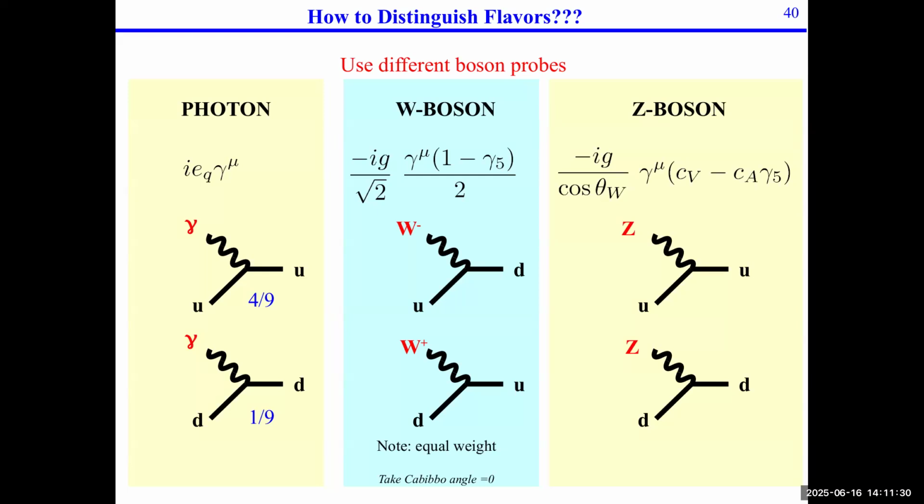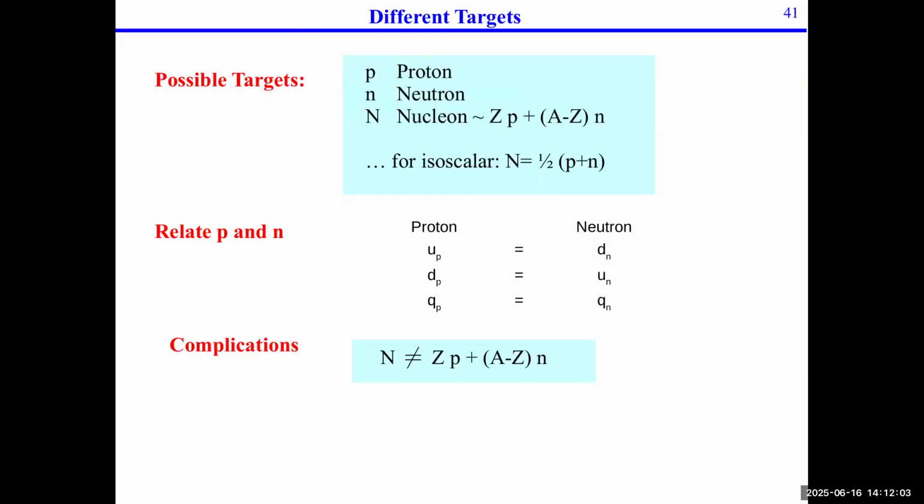Well, we can use the W boson, and that's good because if I do a W minus, I'm sensitive to the U, and a W plus is sensitive to the D. They come in with equal weight, and I've taken the Cabibbo angle to be 0 to keep things simple. And then for the Z boson, it's a combination of the vector and axial vector currents. And basically putting all these together, as you saw in the previous slides, I get different linear combinations, and then hopefully I can disentangle those to figure out what's going on. But it's going to be a series of measurements.